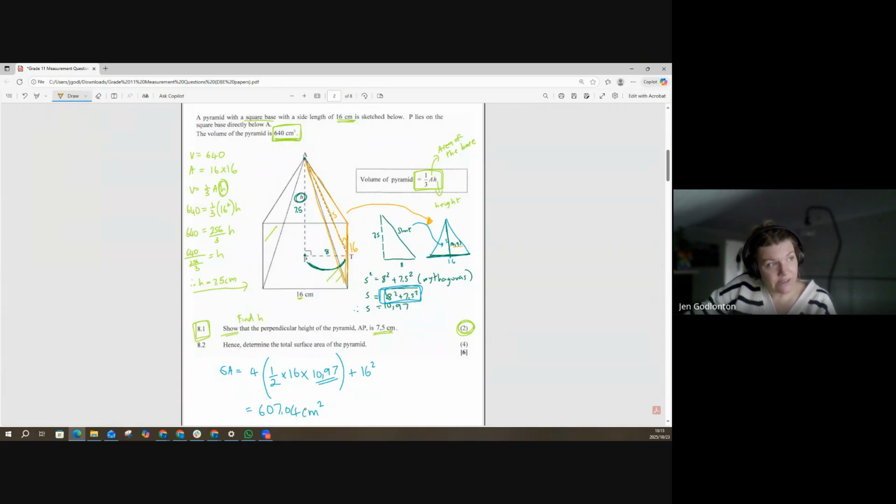Our slant is the 10,97 that we worked out. The 16 is our base. And the area of the triangle is half base times height. There's 4 of them because there are 4 faces. And this one is our square on the bottom. So the slant of the pyramid is the same as the height of the triangle face.